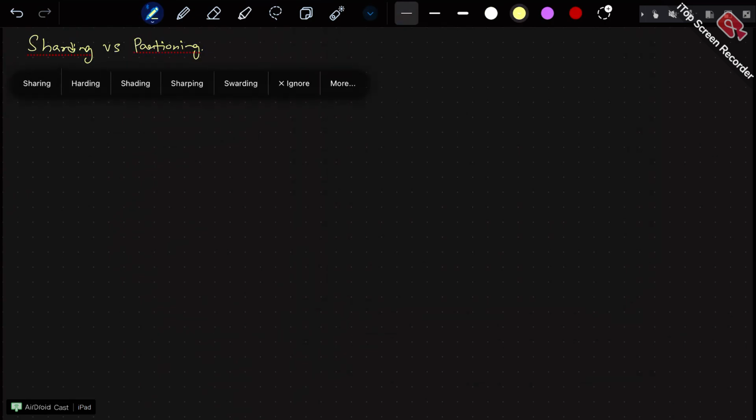While scaling up the database, we generally talk of two terminologies. You might be hearing this a lot. One is called sharding, and the second one is called partitioning. Have you heard of these terms before?